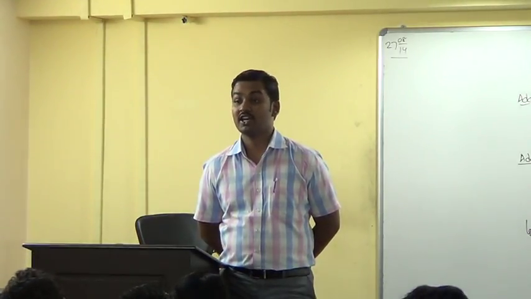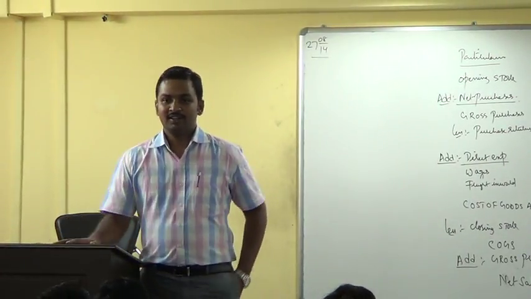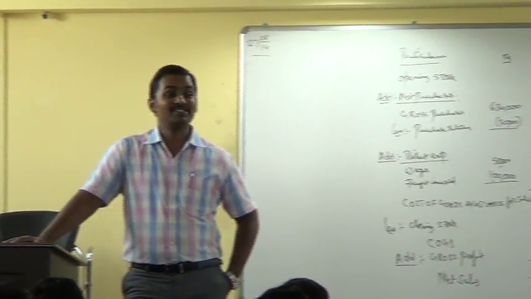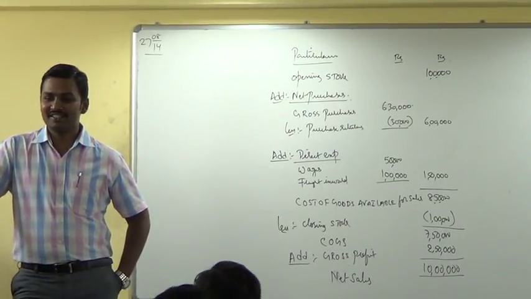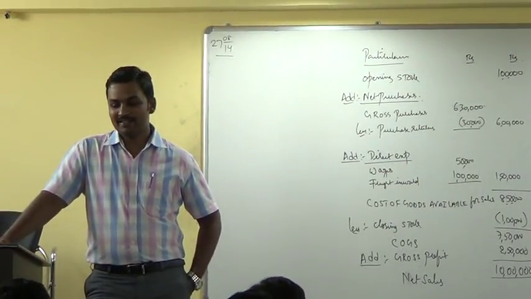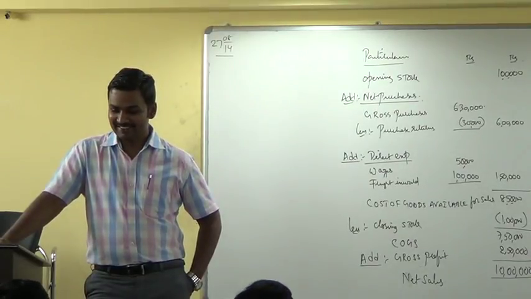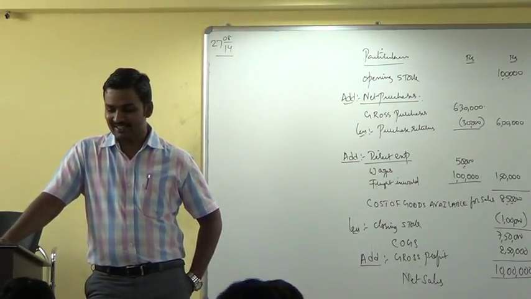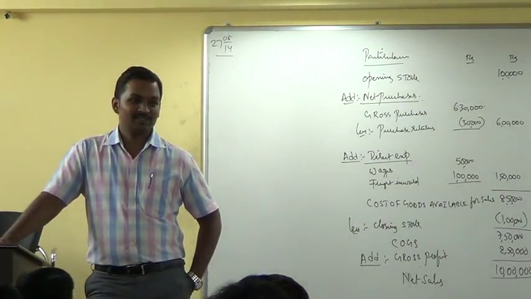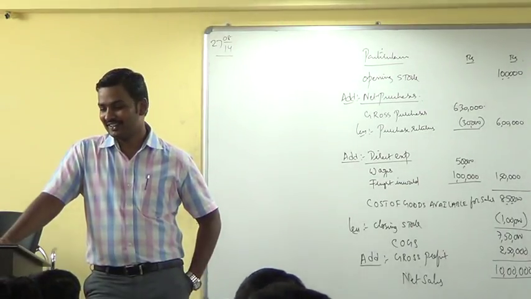Sales, 21 lakhs. Which balance? Yes, very good. Sales returns. How much? 1 lakh. Very good. Sales returns, 1 lakh. Right, next.